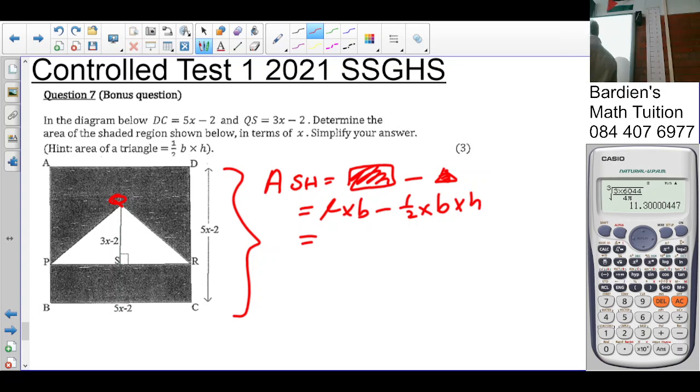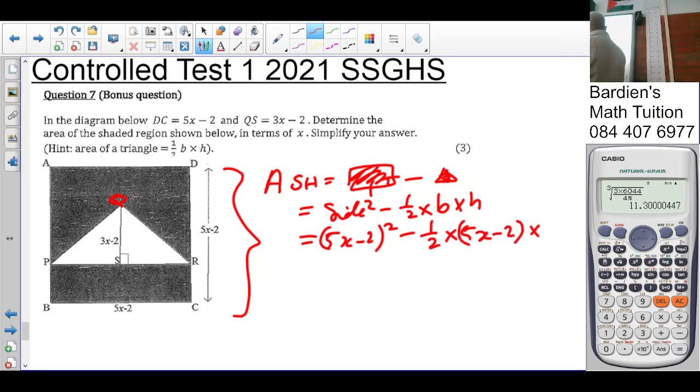So my length is what? There's actually a square, no? Why? Because the length and the breadth are the same. So it's actually a square, so I could have just said side squared. Alright, so what's the length of the side? So it's 5x minus 2 squared, minus a half. What's the base? 5x minus 2, times the height, which is 3x minus 2.